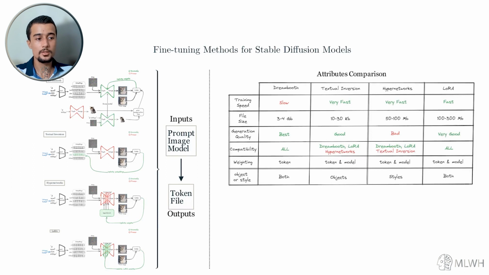The next attribute is the file size, and we can see that all the methods except Dreambooth are very portable and can be shared easily.